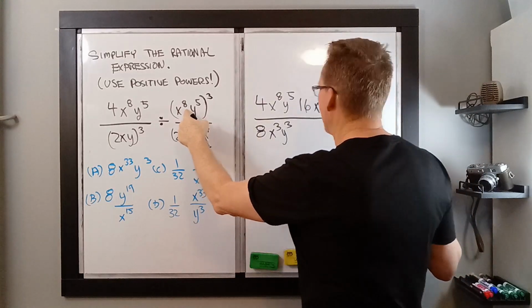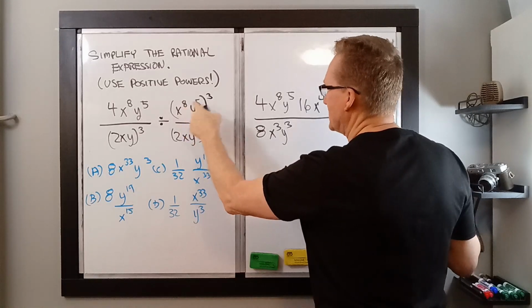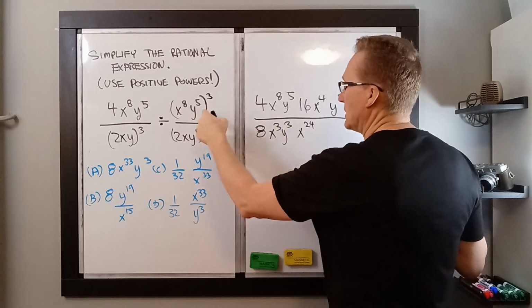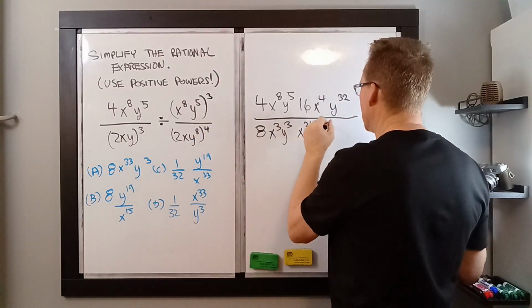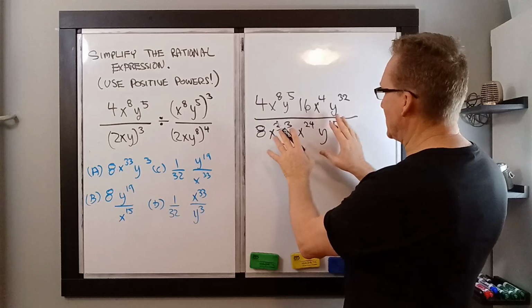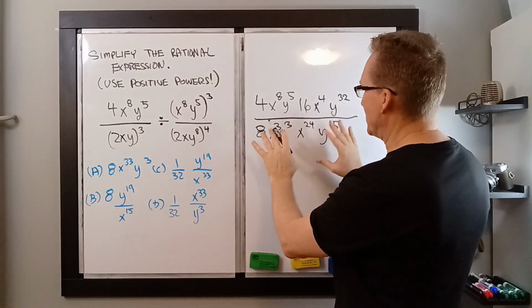This one goes in the bottom over here. This one becomes x, it's cubed, so it's 8 times 3, which is 24. So x to the 24 here. And this is y to the 15. Now we've simplified it in a sense. We've gotten everything together. I know there's numbers packed in here. There's letters together like this, but hopefully this doesn't confuse you.